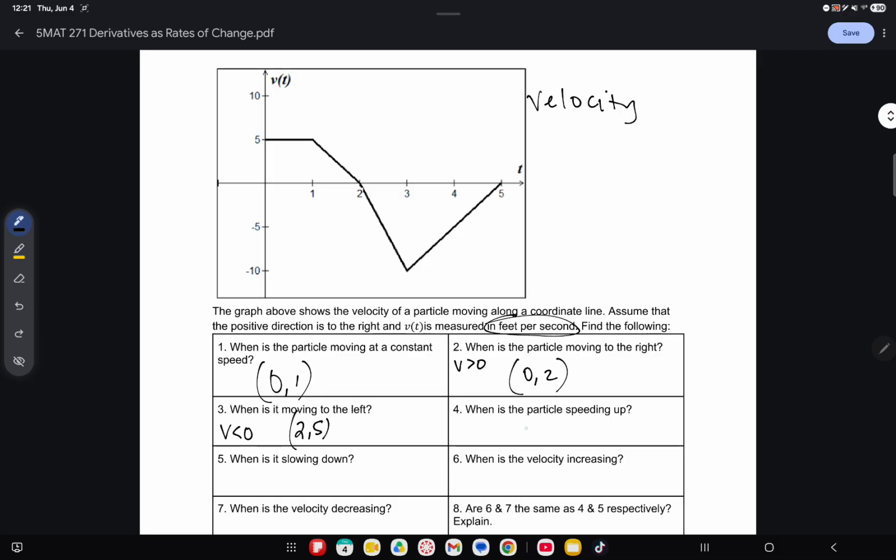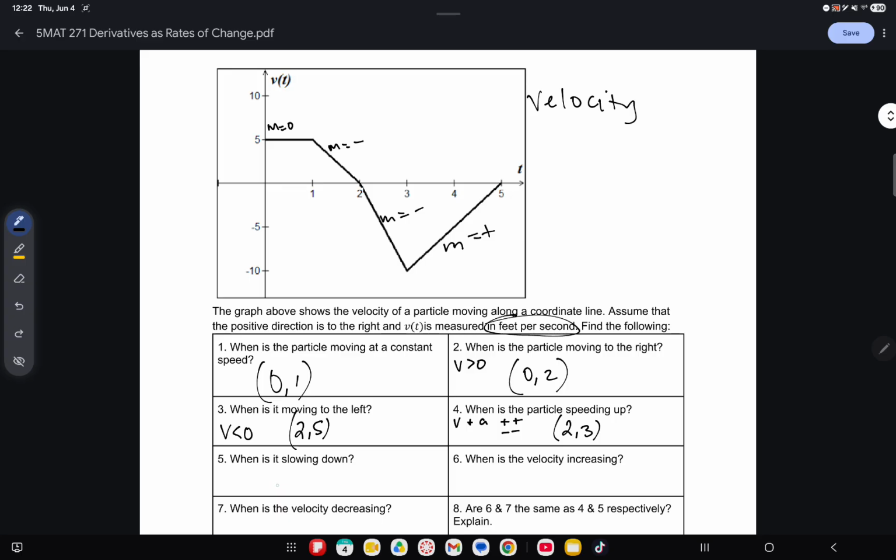When is the particle speeding up? Remember, this is when V and A are either both positive or both negative. So let me think. That's if I'm talking slopes. So slope is 0. Slope is negative. Slope is negative, and the slope is positive. So I want where the velocity is negative and where the acceleration is negative, which is going to be here. So when we are speeding up, it's going to be from 2 to 3.